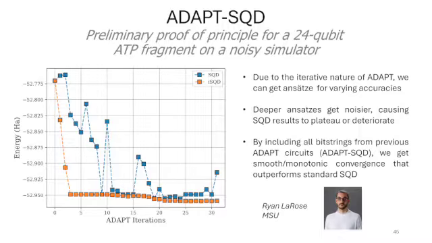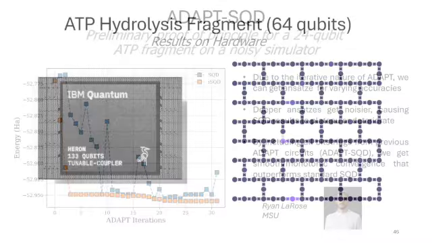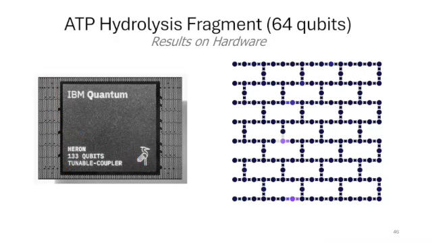Now let's see some results on hardware. We ran the SQD algorithm on IBM's Boston chip. This is 133 qubits, although we only used 64 of them for a 64-qubit ATP fragment. And on the right, you can see the connectivity map of the processor. As you can see, it's pretty close to linear connectivity. Some of the qubits do have 3 neighbors instead of just 2, but most of the qubits just have 2 neighbors, as we would have in a linear graph.